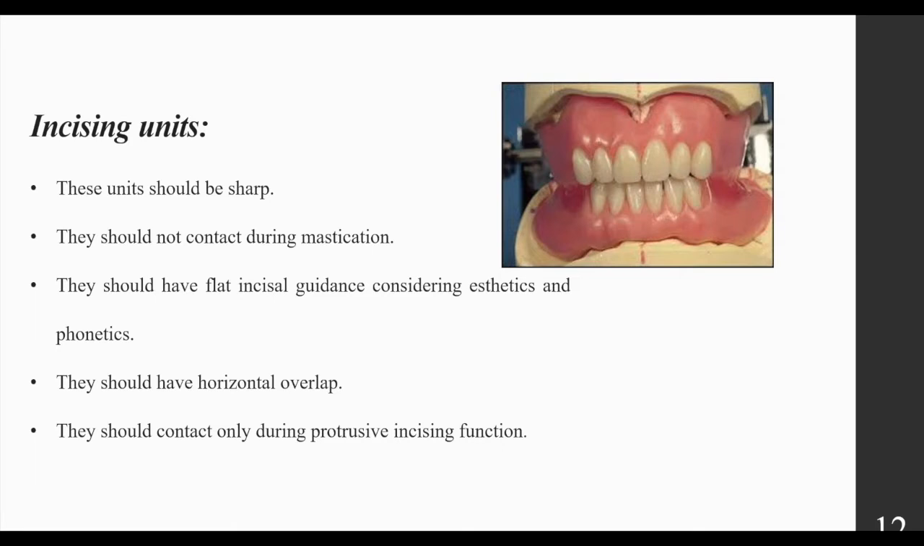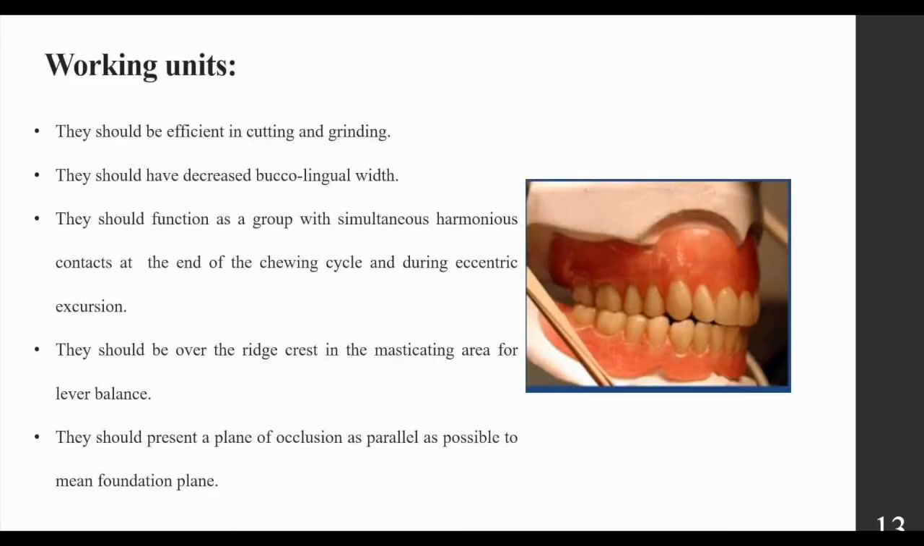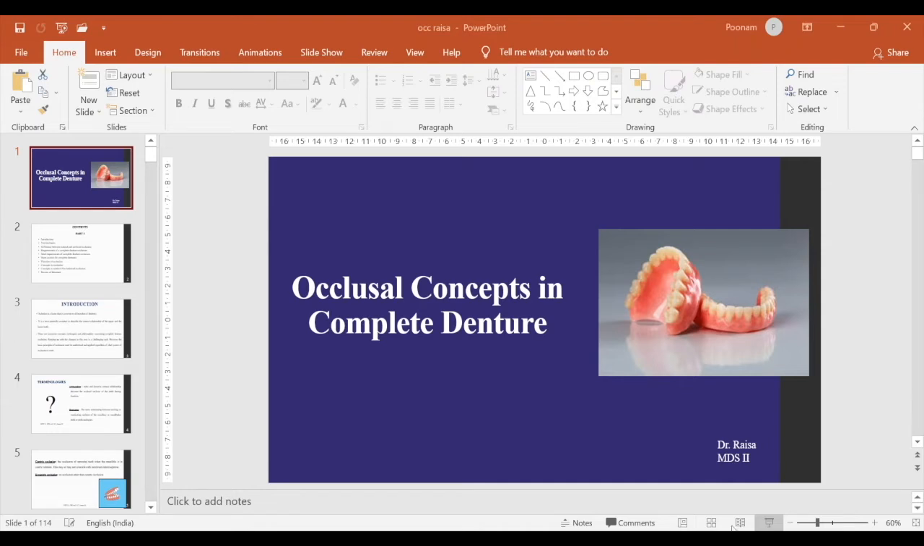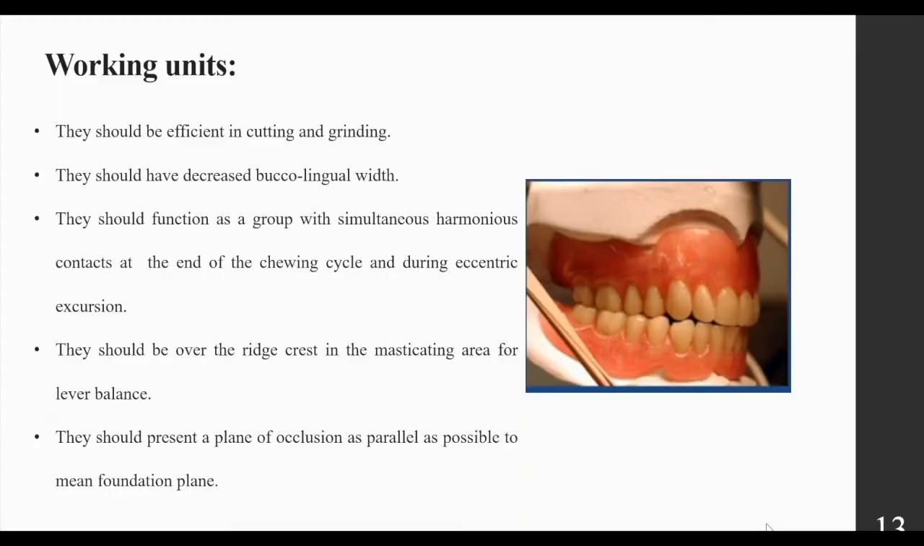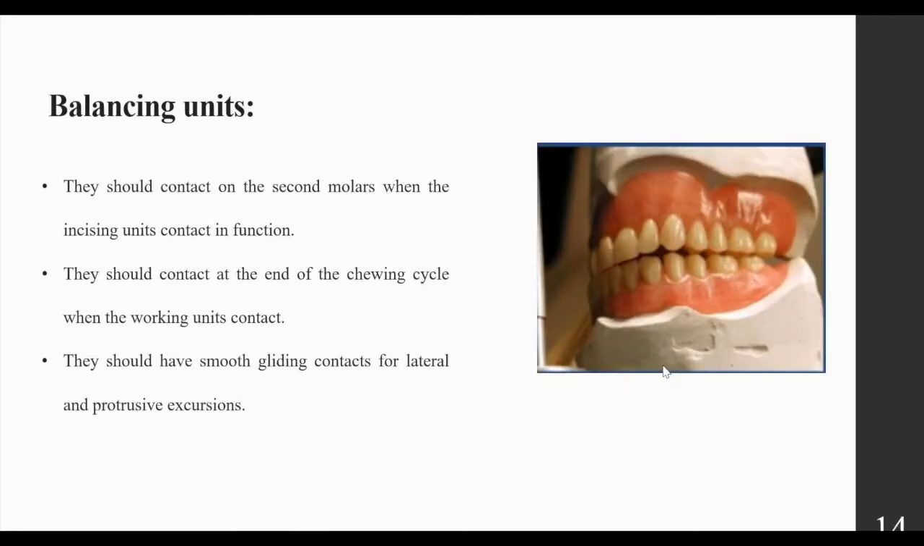Working units should be efficient in cutting and grinding. They should have a decreased buccolingual width. They should be placed over the ridge crest in the masticating area for the lever balance, and they should be placed on a plane which is as parallel as possible to the mean foundation plane. Coming to the balancing units, they should contact on the second molar when the incising units contact in function. They should have smooth gliding contacts for lateral and protrusive excursions.